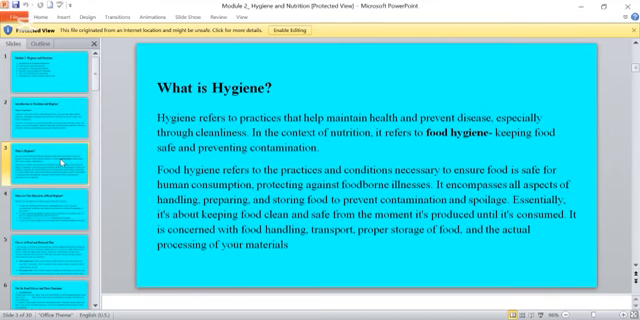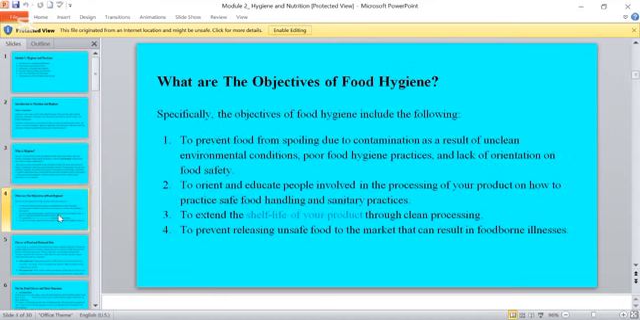Food hygiene refers to the practices and conditions necessary to ensure food is safe for human consumption, protecting against foodborne diseases. It encompasses all aspects of handling, preparing, and storing food to prevent contamination and spoilage. What are the objectives of food hygiene?